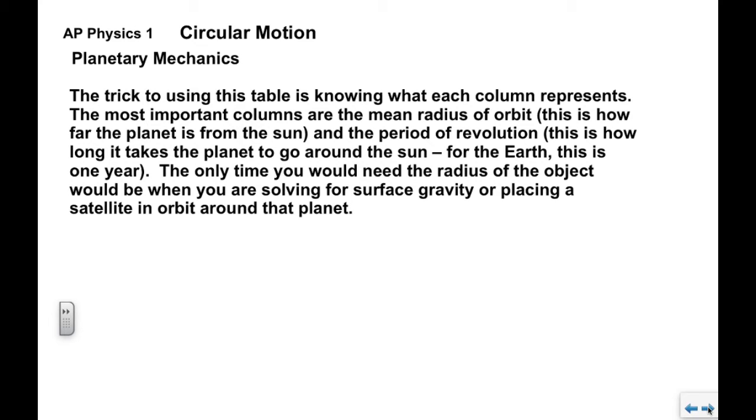Now the trick to using the table is knowing what each column represents. The most important columns are the mean radius of orbit, which is how far the planet is from the Sun, and the period of revolution, which is how long it takes for the planet to go around the Sun. For the Earth, this would be 1 year. The only time you would need the radius of the object and the mass of the object would be when you're solving for surface gravity, or again placing a satellite in orbit around that planet.